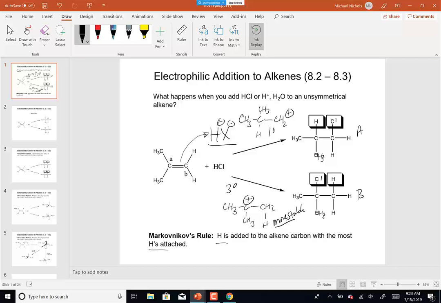So this is the more stable carbocation, or the more stable intermediate. And the more stable intermediate is going to give you the major product, which in this case is going to be B. So that's the Markovnikov rule: add the hydrogen to the carbon with the most hydrogens. We're going to broaden that out today, and say add the electrophile to the carbon with the most hydrogens, for the same reason: I'm going to end up with a more stable carbocation. That's Markovnikov addition.